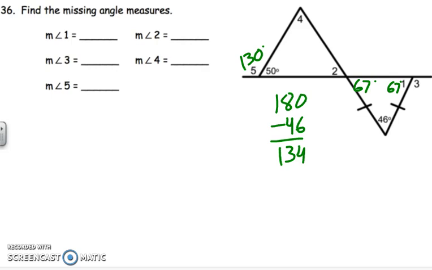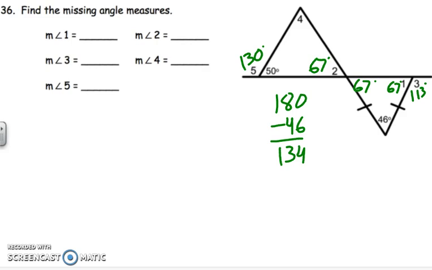Now to find the measure of angle 3, just like we did with the measure of angle 5, angle 1 and angle 3 are a linear pair. They're supplementary. They're going to add up to 180 degrees, the angle measures. So we're going to take 67, subtract that from 180, and the measure of angle 3 is going to be 113 degrees. Now, on the left side of this isosceles triangle, we know that the 67 degrees and angle 2, those are vertical angles. So the measure of angle 2 is going to be 67 degrees.